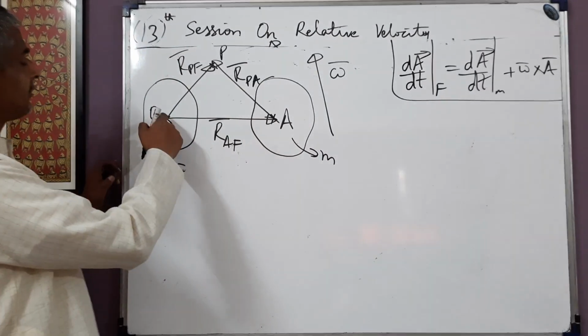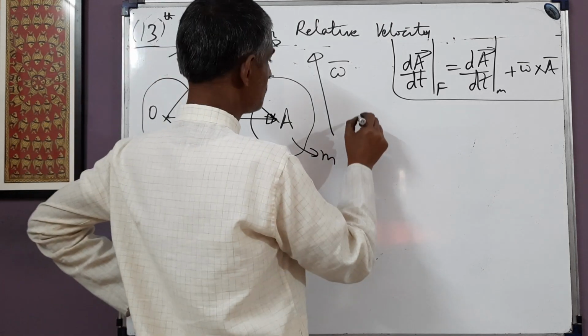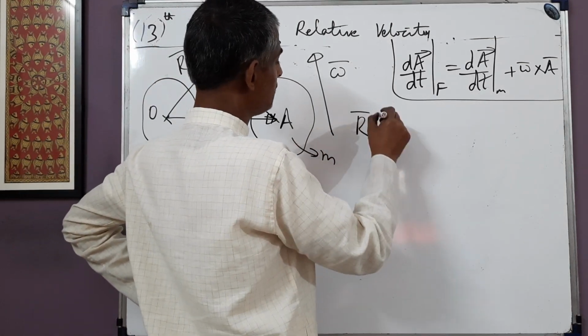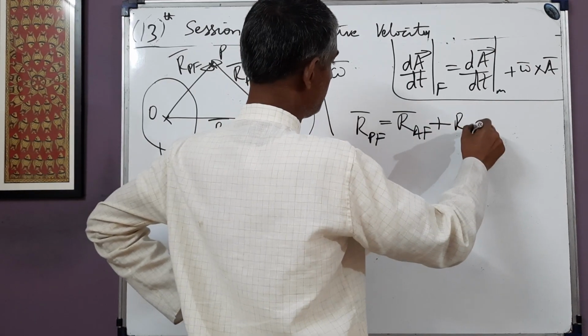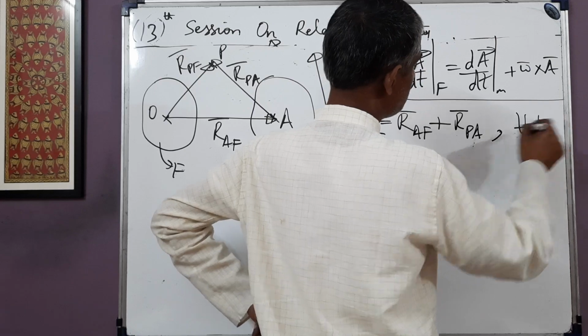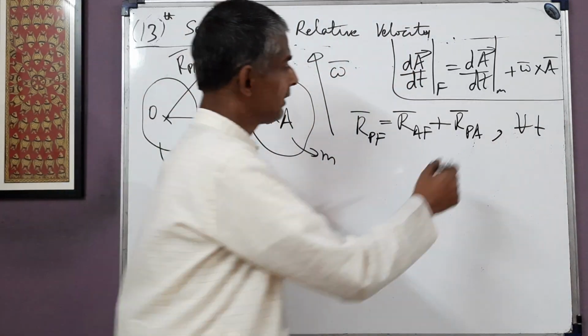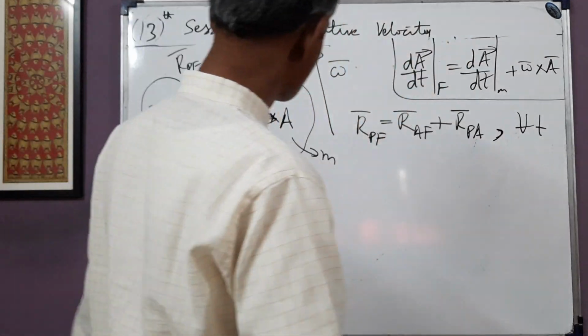So now we can see from the triangle law that this is equal to this plus this. So rPF is equal to rAF plus rPA. Okay, this equation is valid for all times. Since it is valid for all times, we can take the time derivative of this equation.